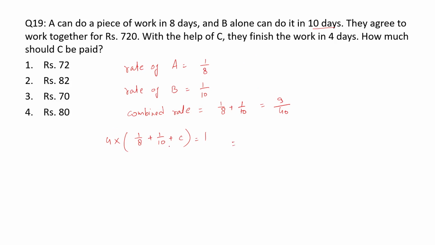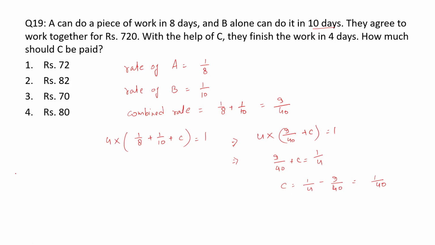So from here you can calculate C, the value of C. So 4 into 9 upon 40 plus C is equal to 1. So 9 upon 40 plus C is equal to 1 upon 4. So C is equal to 1 upon 4 minus 9 upon 40. Just do this simple manipulation, you will get that C is equal to 1 upon 40. So rate of C is 1 upon 40.